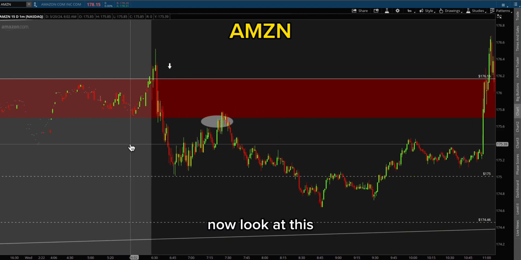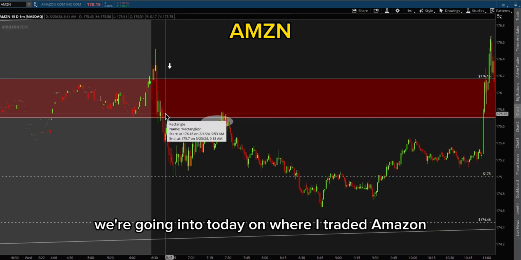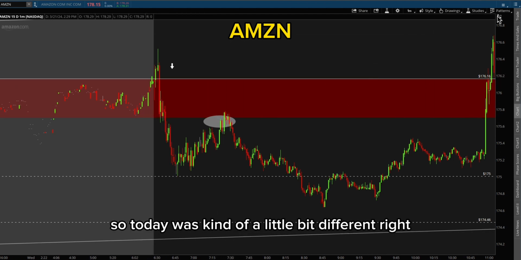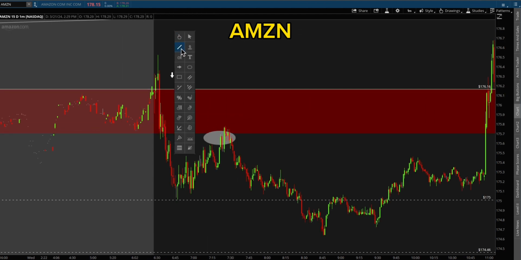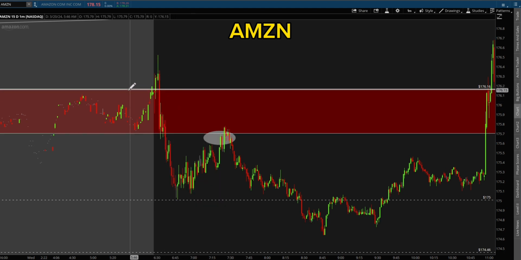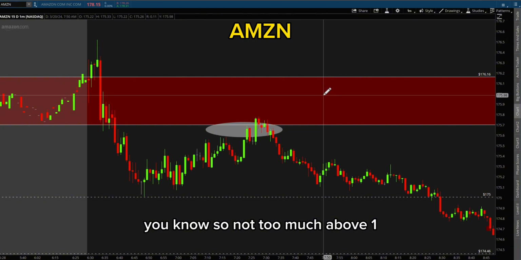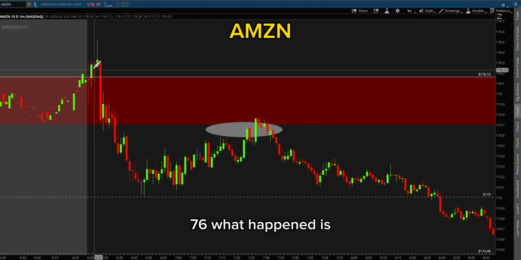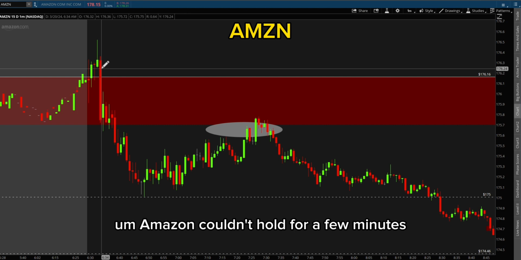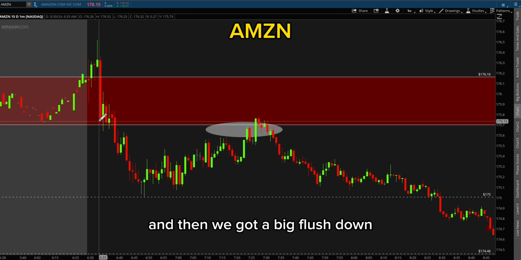Now look at this. We're going into today, where I traded Amazon. Today was a little bit different. As we can see, Amazon actually opened right here, above 176, though not too much above 176. What happened is Amazon couldn't hold for a few minutes, and then we got a big flush down.